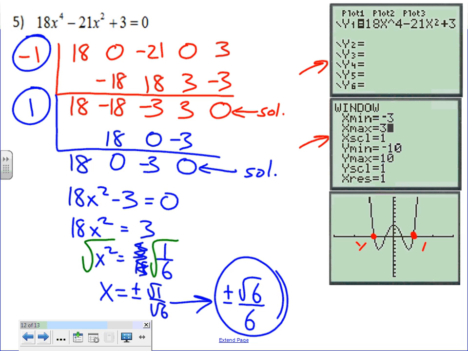So that is another method of how to solve these things using your calculator and synthetic division. Okay? So I just want to throw that out there. This is a good lecture to look over as far as different ways to solve polynomials.